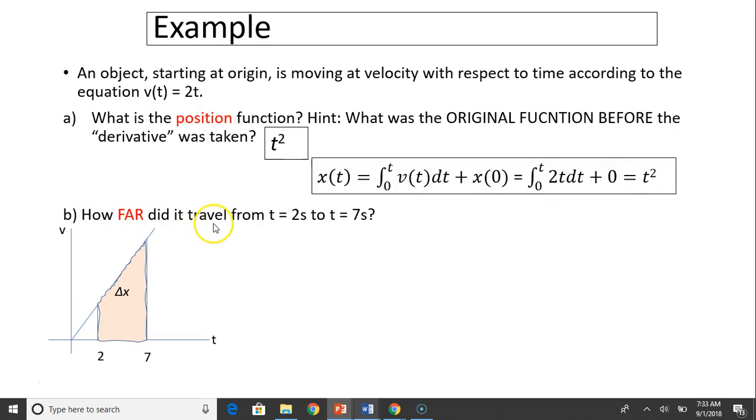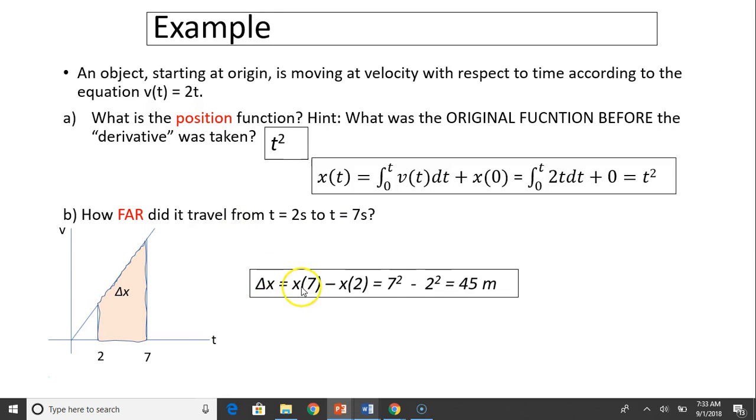Next question is, how far did it travel from t equals 2 seconds to t equals 7 seconds? This is a displacement. So this is asking you what is x at 7 minus x at 2. So that's 7 squared minus 2 squared, to give you 45 meters.